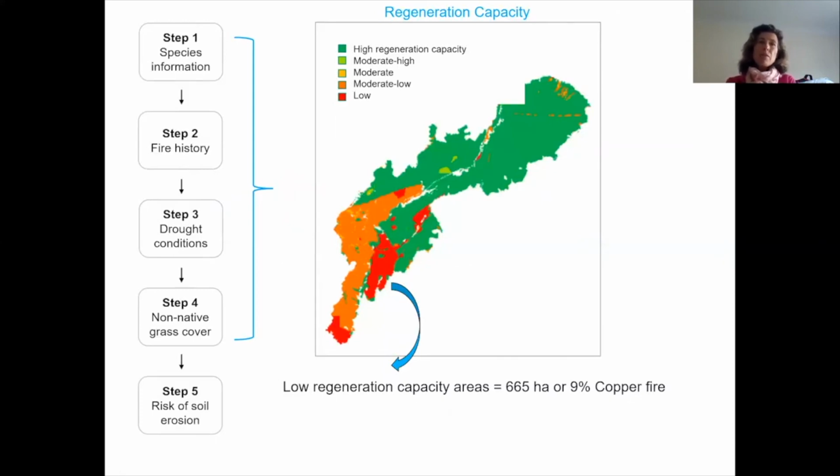So this is the output from the first 4 steps of the tool. We can see areas of low regeneration capacity, which could potentially be areas for restoration, occupy about 665 hectares or 9% of the Copper fire.